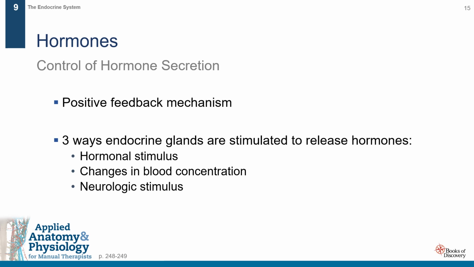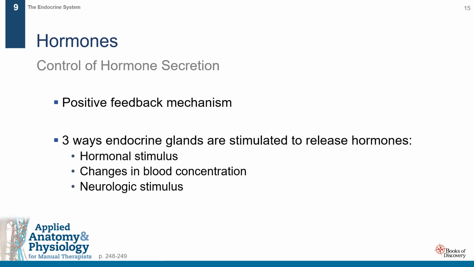In terms of hormonal release, many glands are stimulated by hormones from other endocrine glands or tissues. The relationship between the hypothalamus and the pituitary is a prime demonstration of this phenomenon. The hypothalamus releases stimulating and inhibiting hormones that control the function of the pituitary.